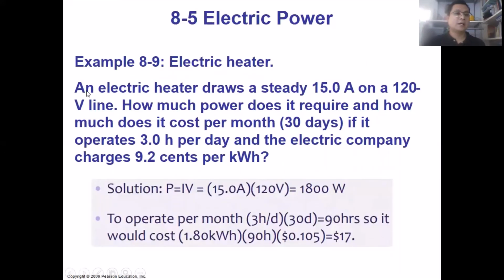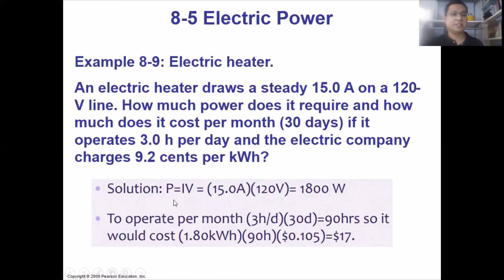Okay, next example. An electric heater draws a steady 15 ampere on a 120 volt line. How much power does it require, and how much does it cost per month, 30 days, if it operates 3 hours per day, and the electric company charges 9.2 cents per kilowatt hour?